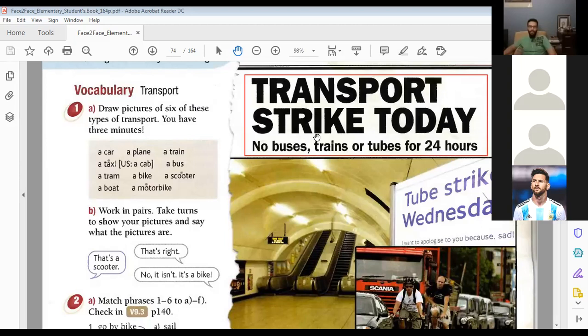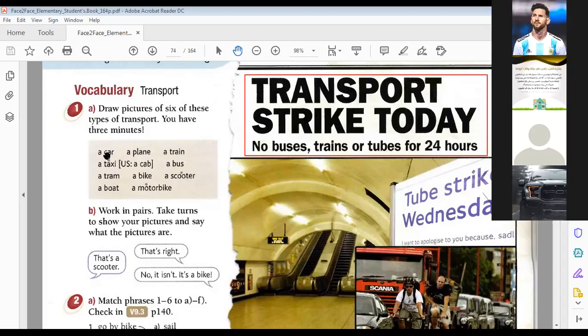So here we're discussing this newspaper headline, and we want to know why you think there's a transport strike. What are the reasons, in your opinion, Samiha? Why do you think the bus drivers and the train drivers and the subway or underground drivers are on strike? Why do they want to go on strike? What's the reason? What do you think, Samiha?